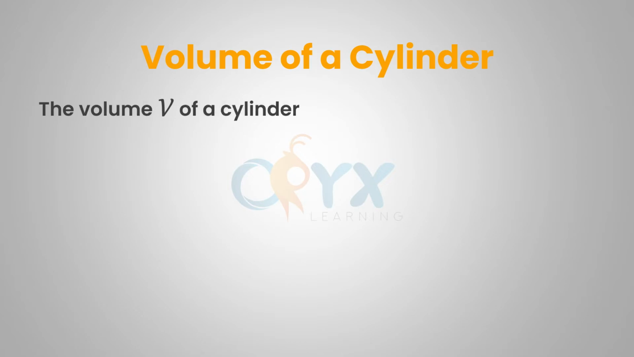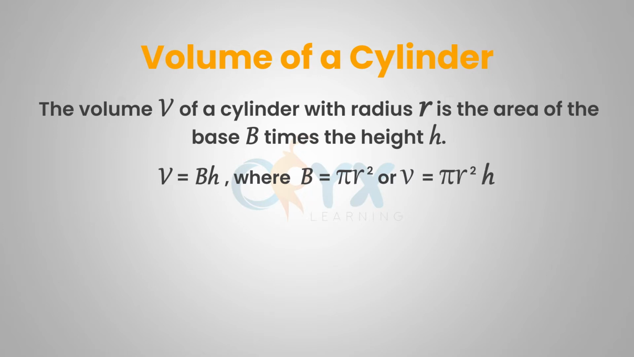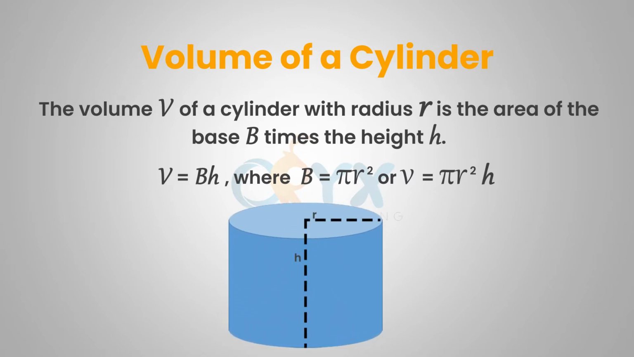The volume V of a cylinder with radius r is the area of the base B times the height h. In other words, V equals B times h, where B equals pi r squared. So the formula you'll see most often is V equals pi r squared h. We can see in the diagram that the r represents the radius and that the h represents the height of the cylinder.